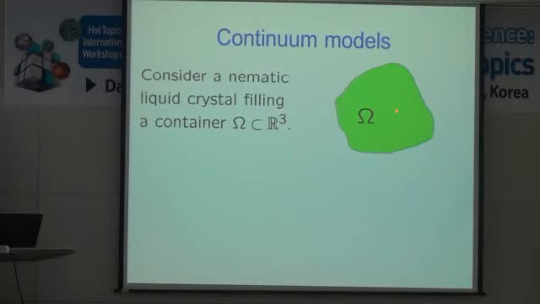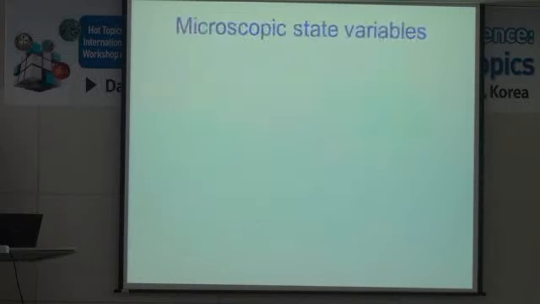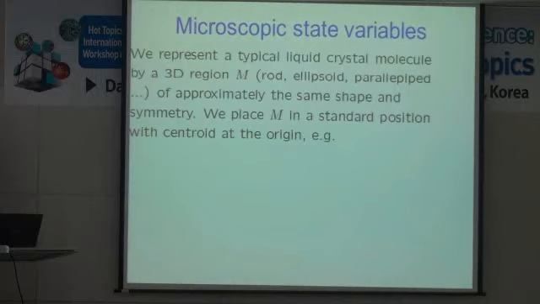And so we start with a nematic liquid crystal filling some container omega in R3. And to keep things simple, I'm just going to consider static configuration, so the fluid velocity is going to be zero. So the only thing of interest is the orientation of the liquid crystal molecules. And so we have to decide on microscopic state variables. So we're going to represent a typical liquid crystal molecule by a three-dimensional region M, which could be a sort of rod or ellipsoid or a parallelepiped of approximately the same shape and symmetry as the molecule.